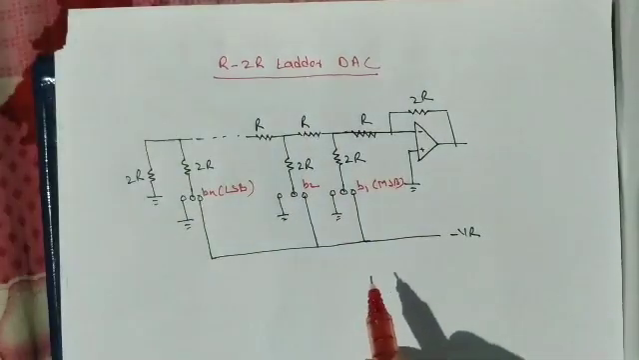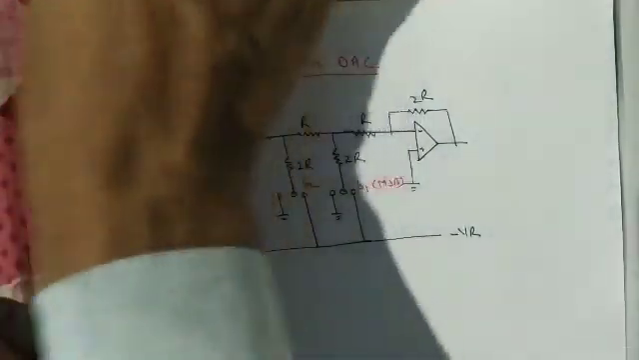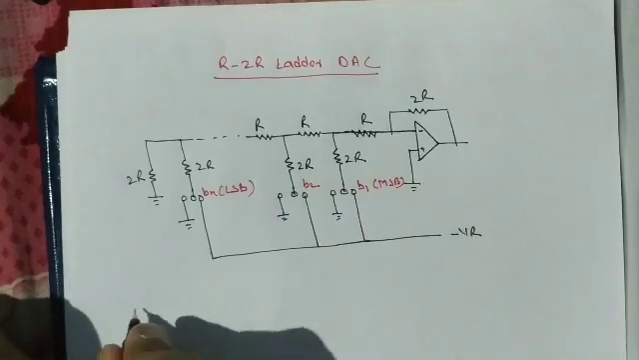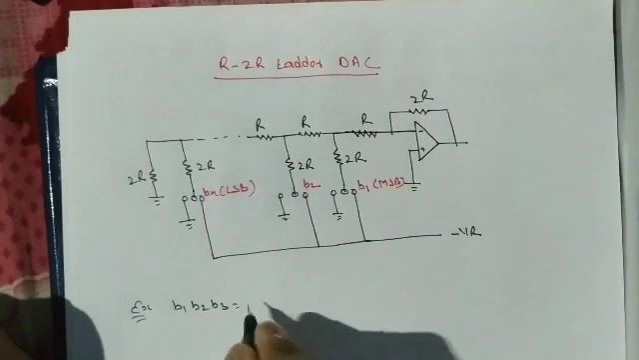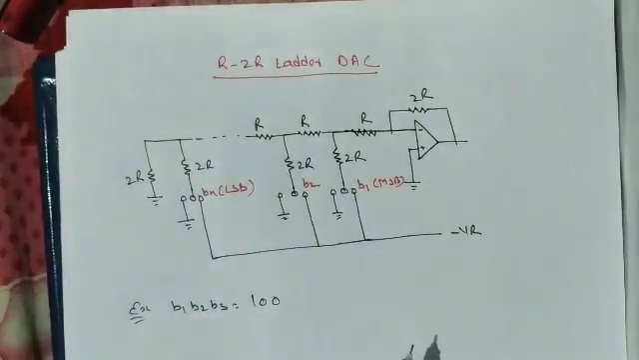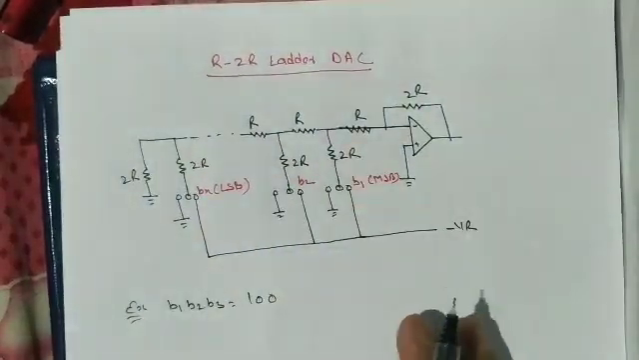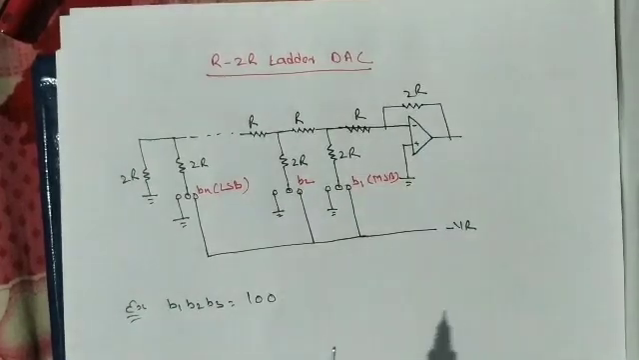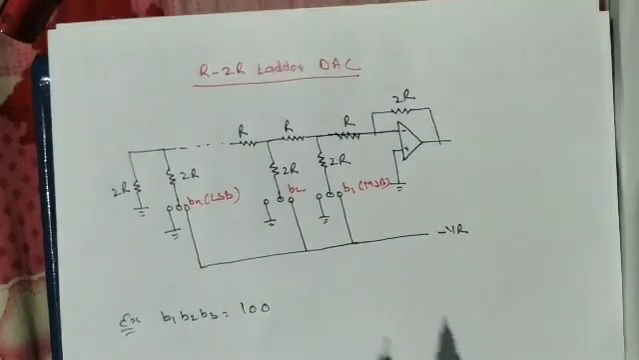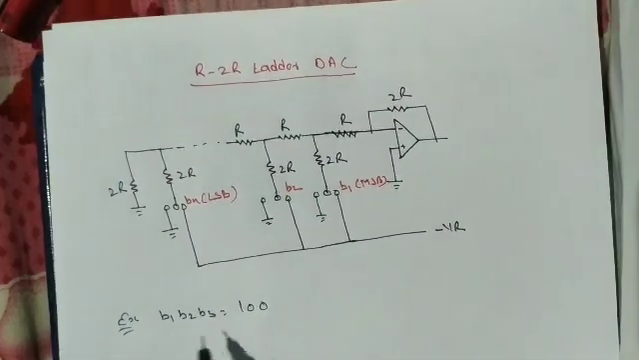Now, to understand the working of this circuit, we will consider an example with B1, B2, B3. Let us take the example 100: B1 is 1, B2 is 0, and B3 is 0. Basically this circuit uses the superposition theorem for calculating the output for different digital inputs.